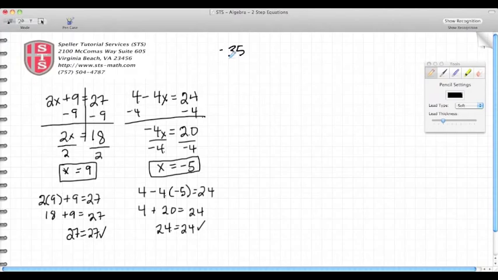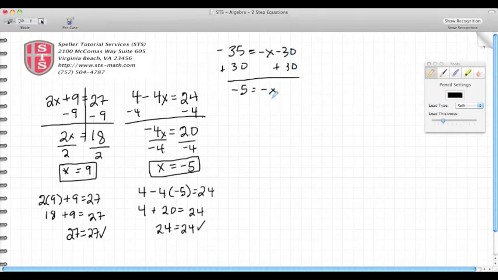Our next example is negative 35 is equal to negative x minus 30. Here, to isolate the x, we need to add 30 to both sides. In doing so, when we evaluate this on the left-hand side here, negative 35 plus 30 leaves us with a negative 5. And on the right-hand side, we're just left with negative x because the positive and negative 30 evaluate down to 0.